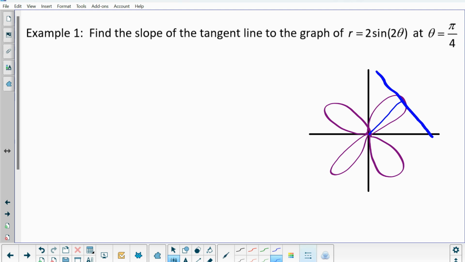To get to this answer, you're going to have to find the slope, but in terms of x and y. So you're going to have to write your parametric equations first. So I've got y equals 2 sine 2 theta times sine theta.